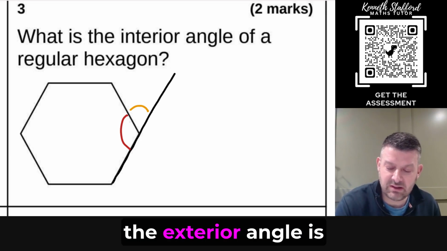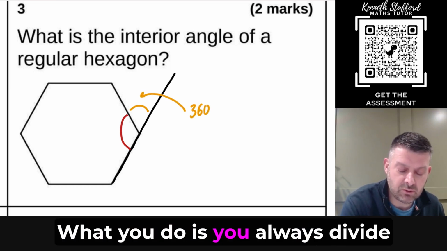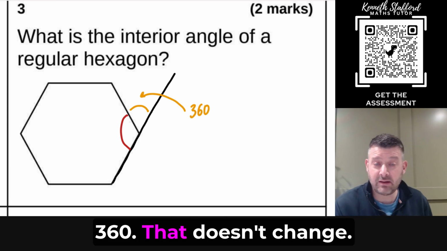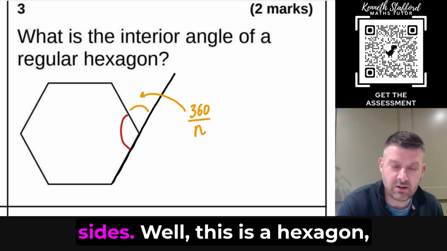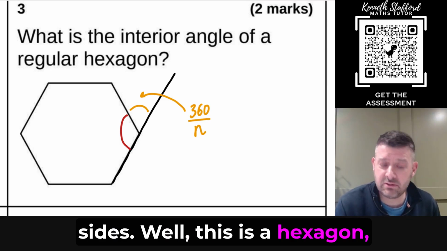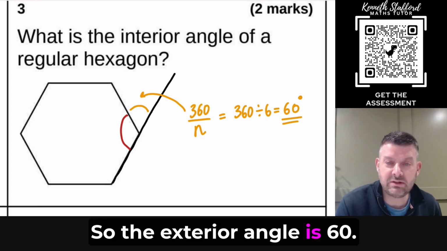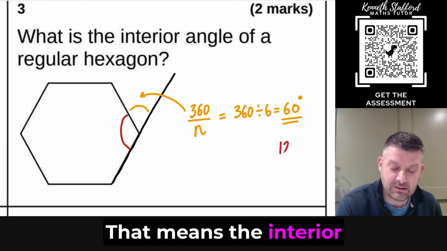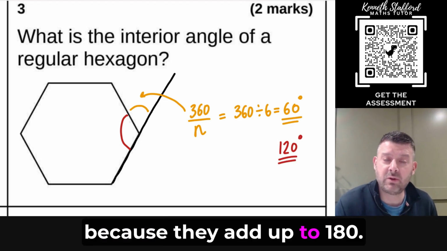Now, the orange one, the exterior angle, is really easy to find. What you do is you always divide 360. That doesn't change. But what does change is you divide it by the number of sides. Well, this is a hexagon, so we're going to divide by 6. 360 divided by 6 is 60. So the exterior angle is 60. That means the interior angle is 120 because they add up to 180.